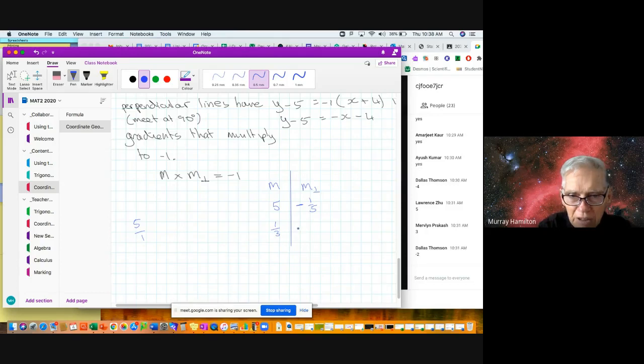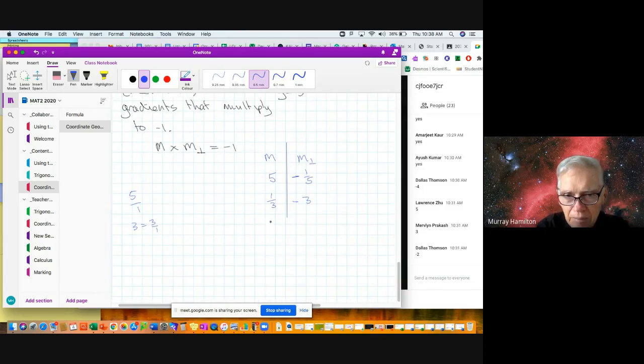The perpendicular gradient will be negative. Turn it upside down, 3/1. Now 3 is the same as 3/1. If I have a gradient that is -2/5, the perpendicular is going to be +5/2. So what we do is we just turn it upside down and we make it negative or positive.